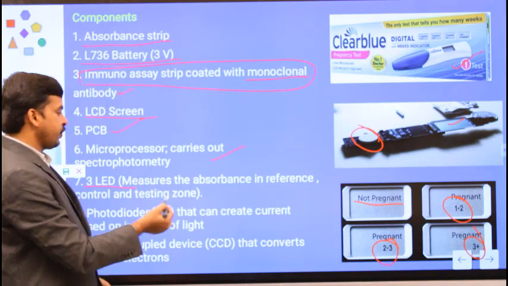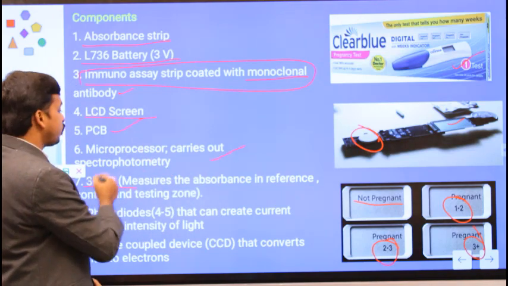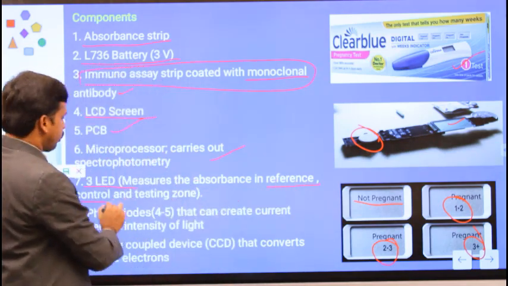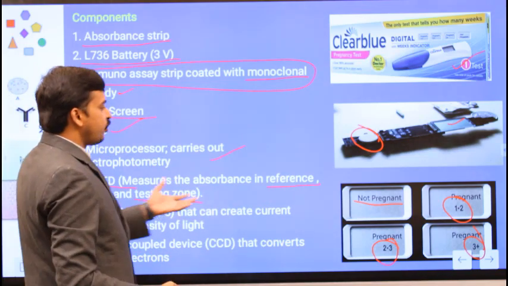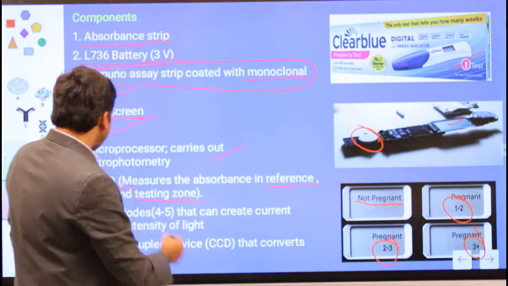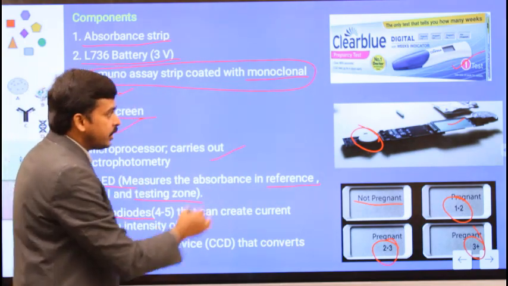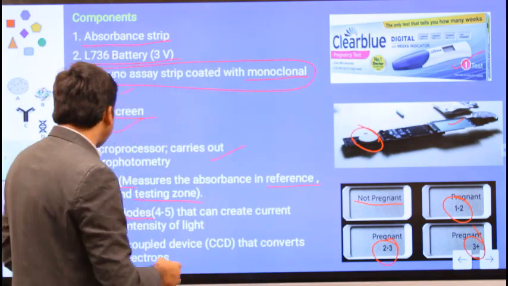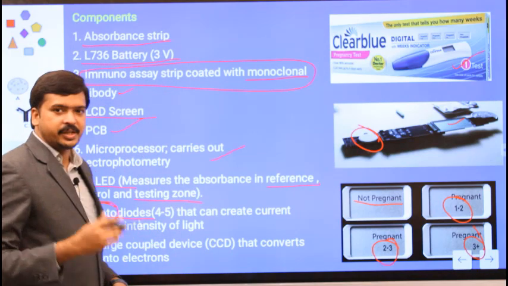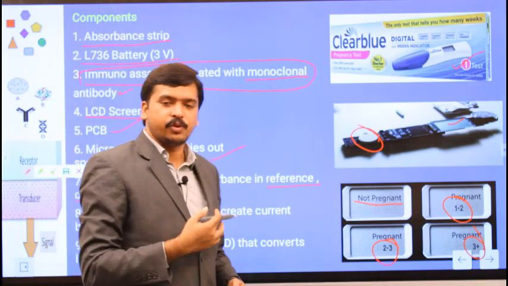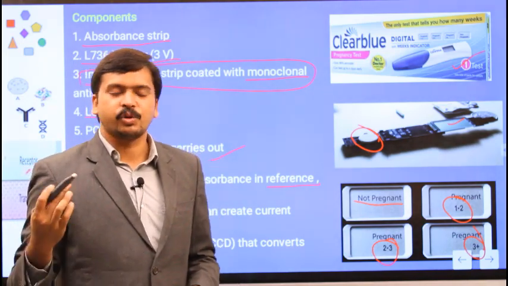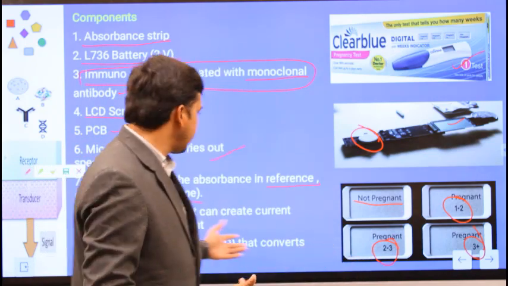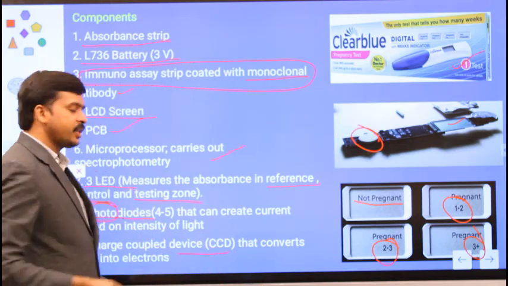Then you have 3 LEDs, which measure the absorbance of the reference, control and testing zone. Here also you have all 3 zones: the reference area, the control area and the testing zone. So once the binding happens, based on that they will recognize it. Then there is a photodiode. In this case, the photodiode acts as a transducer. From the term itself you can understand, it is basically light. It is sensing the intensity of light. The photodiode is nothing but a semiconductor device. Semiconductors are also one of the most used transducers, which give you an electrical impulse, and then you have a CCD for the conversion part.